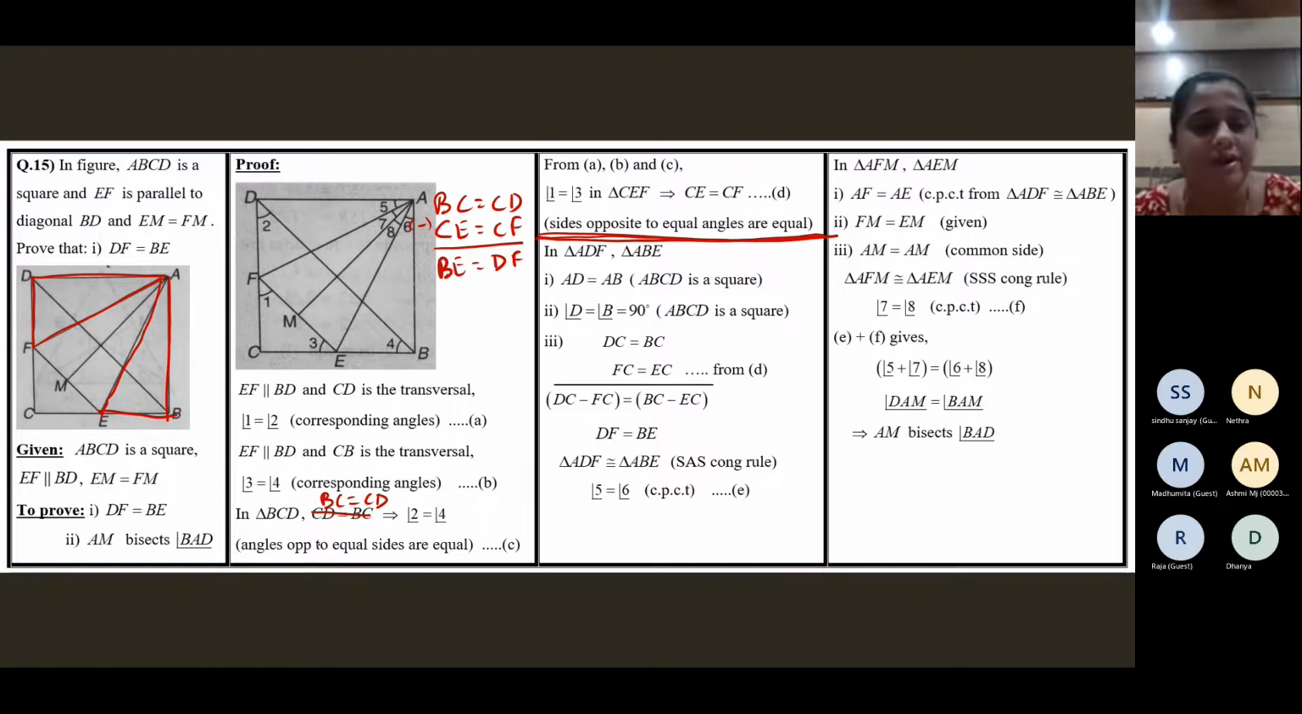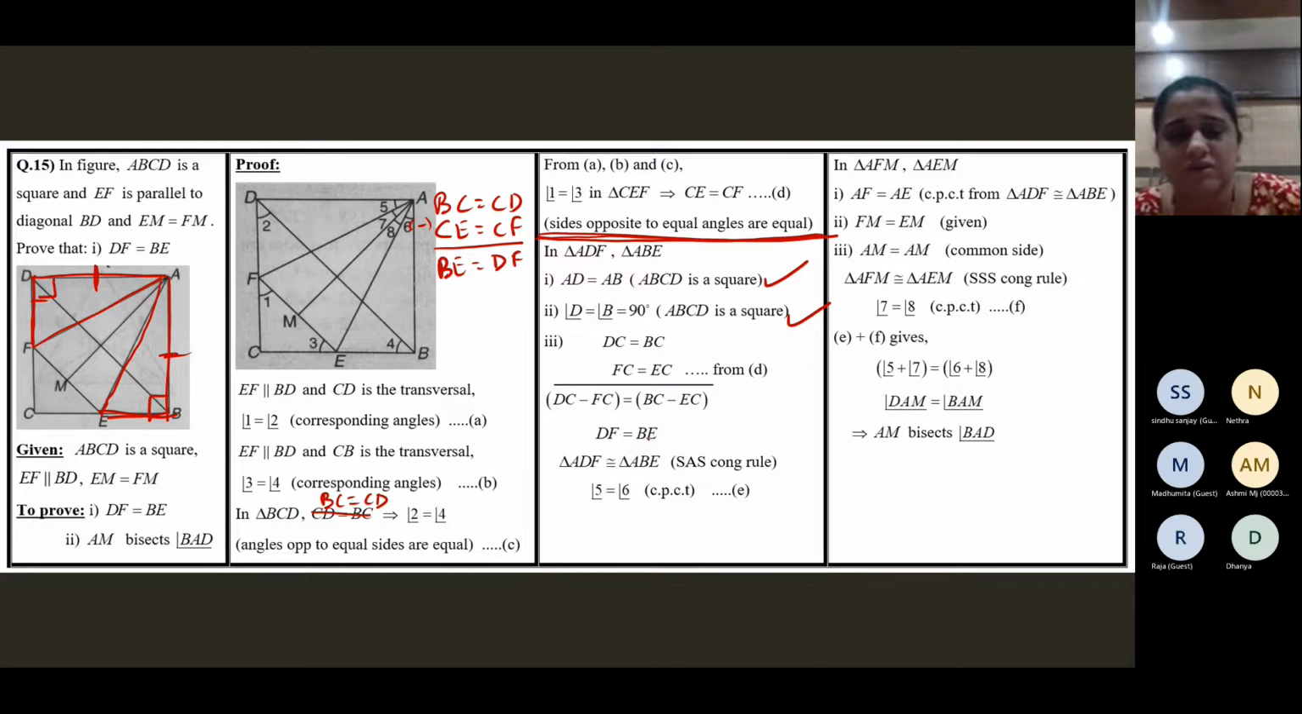So ADF and ABE. We'll have to take up these two triangles and show that they are congruent. So how do you show that they are congruent? See, AD is equal to AB because ABCD is a square. Then this is 90 degrees and this is 90 degrees. Angle D is equal to angle B, 90 degrees. And then we have already proved that DF is equal to BE. That is what you should write.